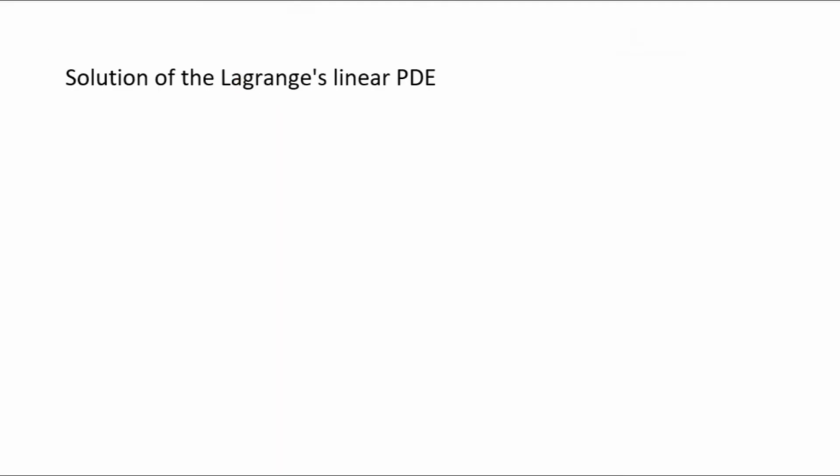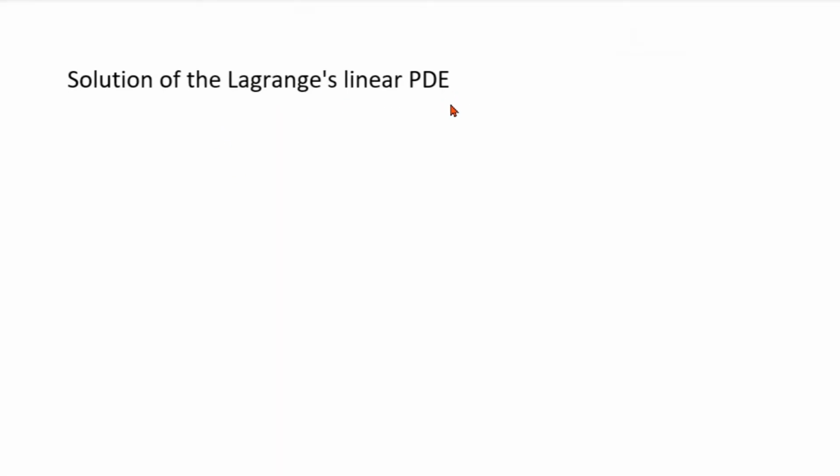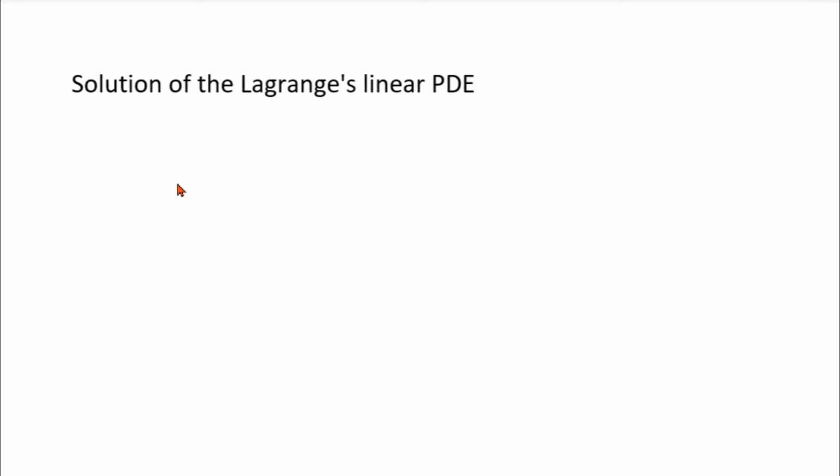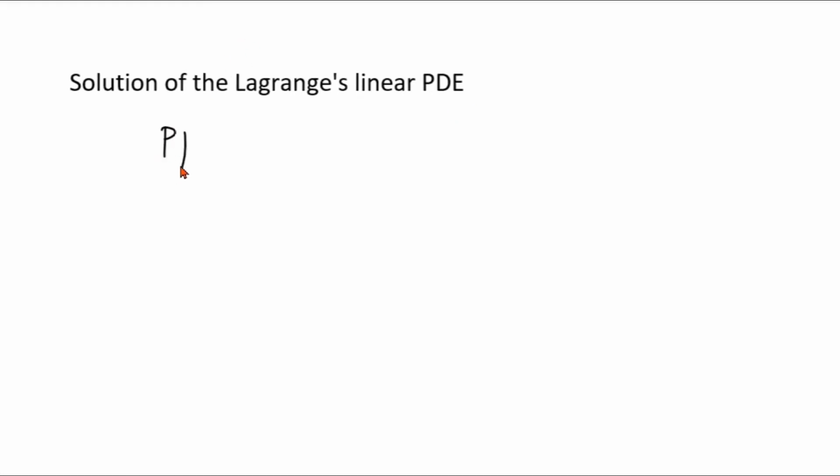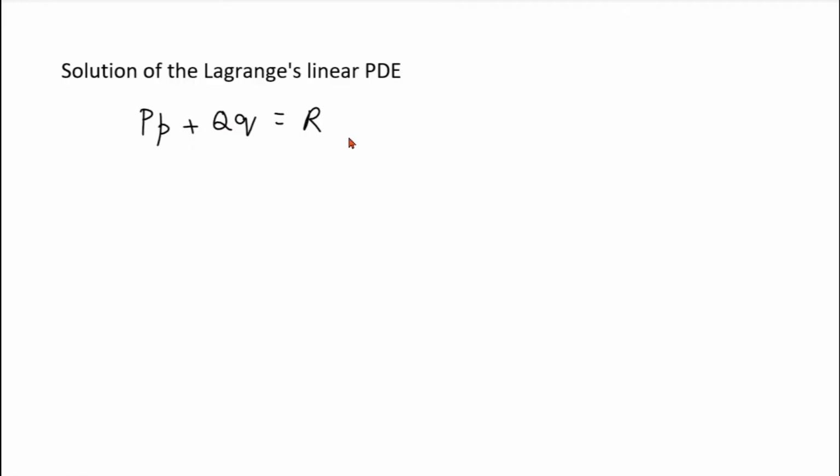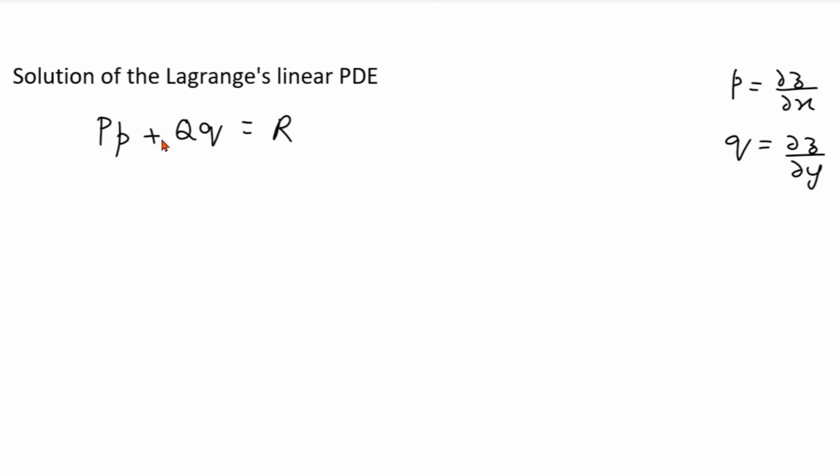The topic that we are going to discuss is the solution of Lagrange linear PDE. Now, an equation of the form capital P small p plus capital Q small q is equal to capital R, where the value of p is nothing but dou z by dou x, and the q value is dou z by dou y. This capital P, capital Q, and capital R are functions of x and y. So this equation is called the Lagrange linear PDE.